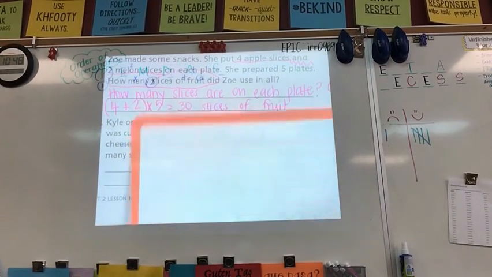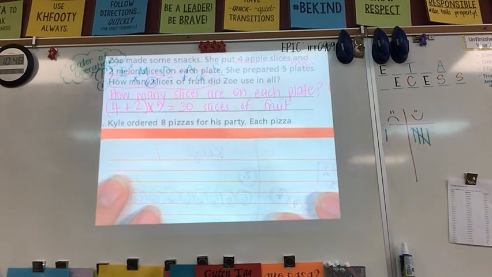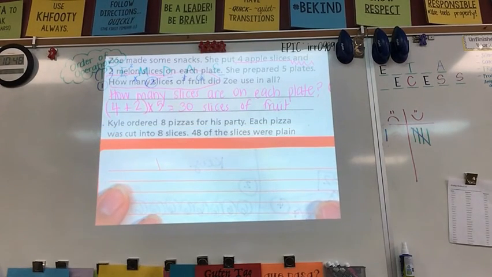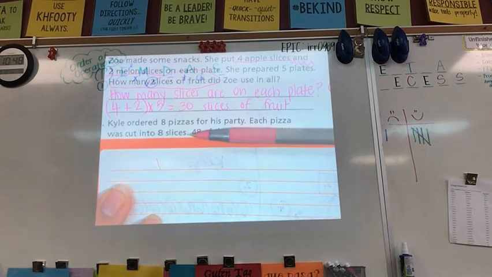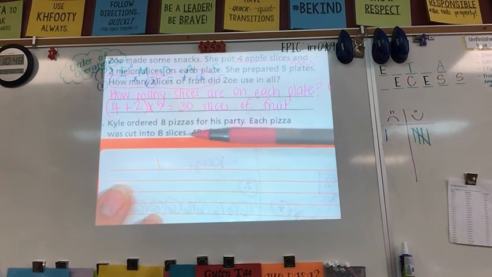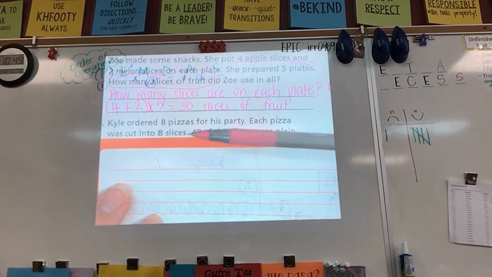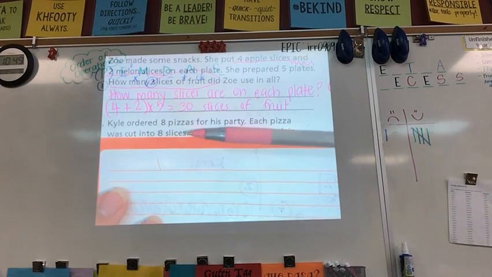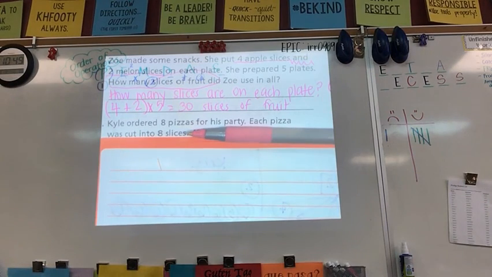Kyle ordered 8 pizzas for his party. Each pizza was cut into 8 slices. What would our first step question be? Write it down. And remember, if this is a question, it starts with a capital and ends with a question mark, right? If you ordered 8 pizzas and each pizza was cut into 8 slices, what would your question be? How many slices? Write it down. That's what I'm going to be checking.